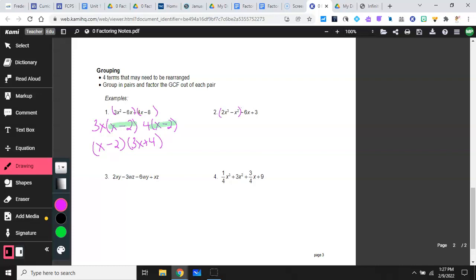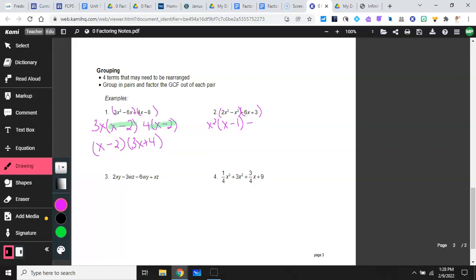For the second one, let's do the same thing. We're going to group the first two and then the last two. 2x to the third minus x squared. I can't pull out a number, but I can pull out an x squared. 2x to the third divided by x squared is x. Negative x squared over x squared is negative 1. Over here, more often than not, whenever we have a negative in front, we're going to want to pull out a negative version of something. We can always double check to see if it makes sense to do that or not. In this case, it does, and I'll show you why in a little bit.